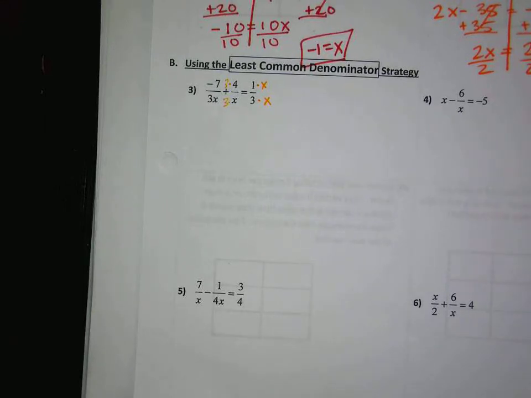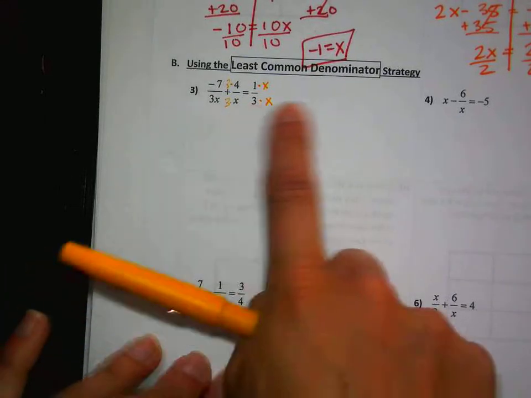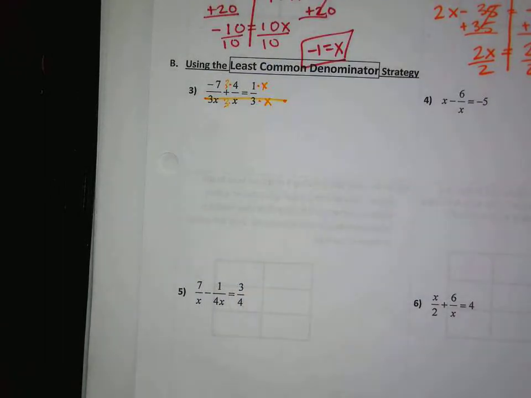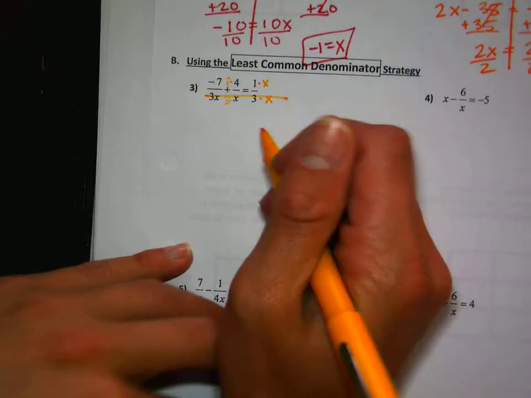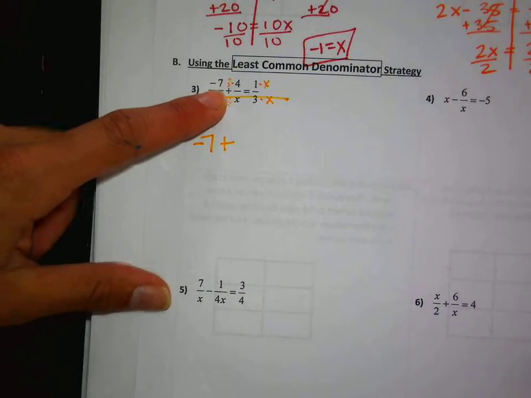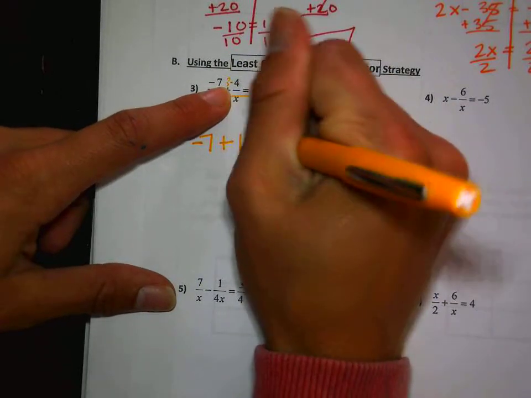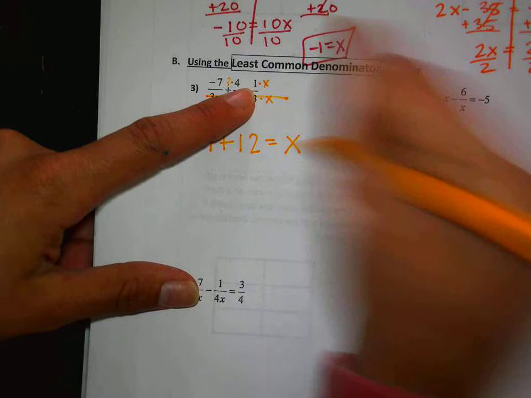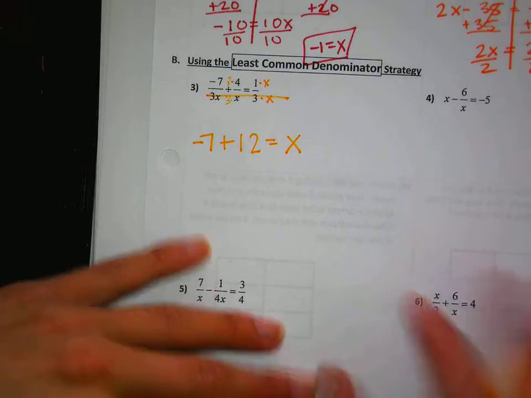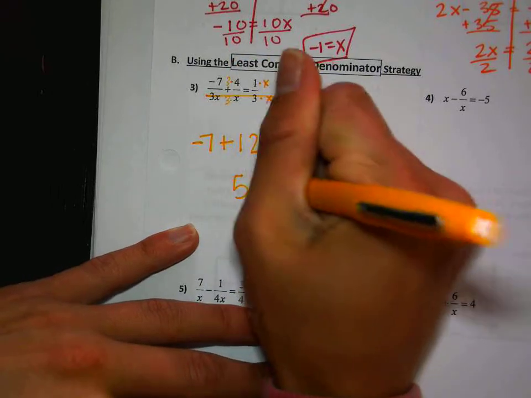If all of your denominators are the same in the whole equation, 3x, 3x, 3x, you can cross them out. So if all your denominators are the same, we're going to cross through them. So left with negative 7 plus, what is 3 times 4? 12 equals x. And negative 7 plus 12, 5 equals x.